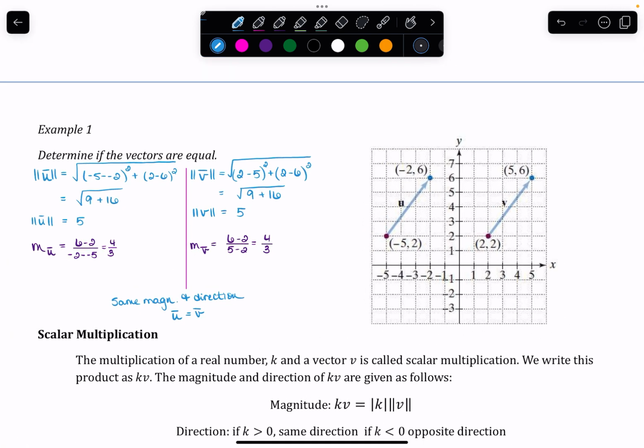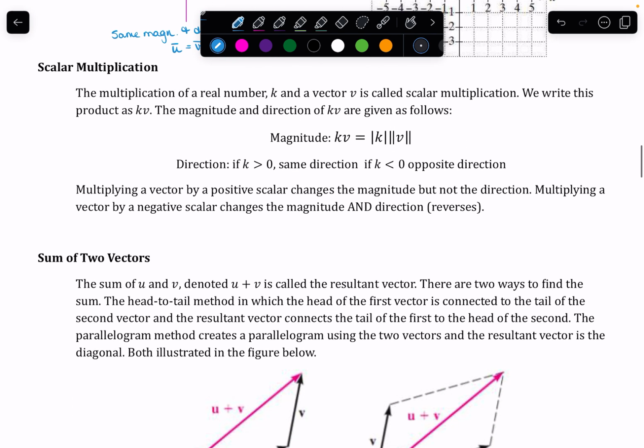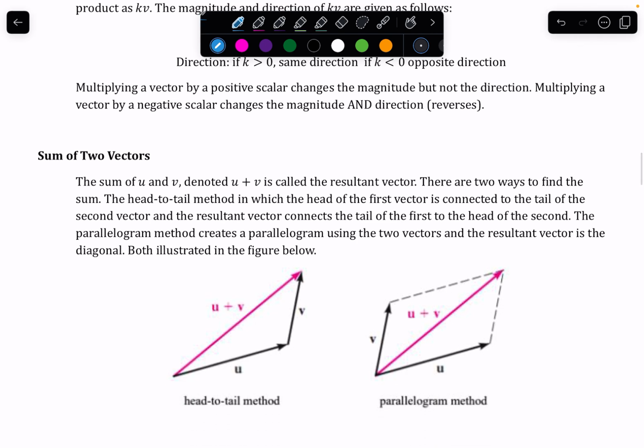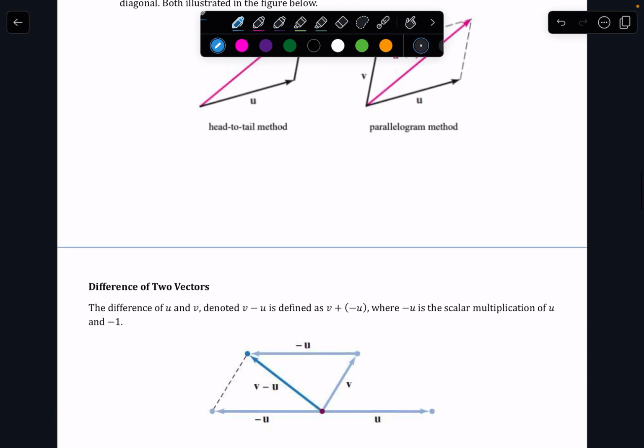All right, some properties of vectors. So scalar multiplication. Scalar is a constant, so it's just the absolute value of k times the magnitude of v. It goes the same direction if k is positive. It goes the opposite direction if k is negative. Sum of two vectors, you can add using 2 ways. You can use the sliding method, tail to end, to connect them, or you can create a parallelogram and then the resulting sum is the diagonal of the vectors.